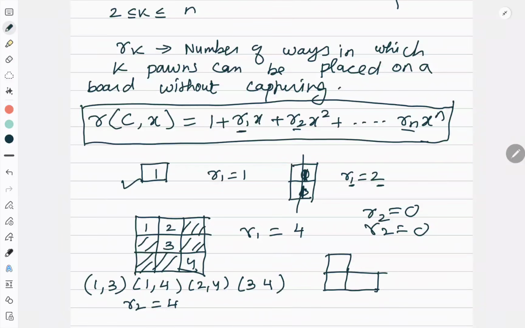These 3 are the positions. What is the value of R1? 3. Because I can place it here, I can place it here, I can place it here. Let me name the positions like this.